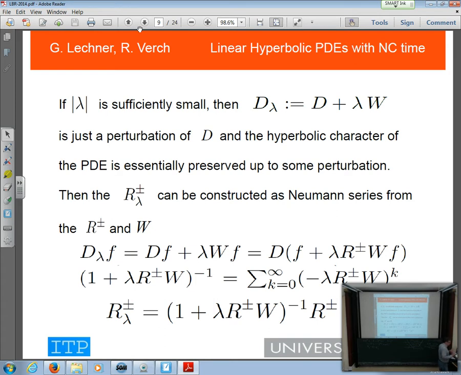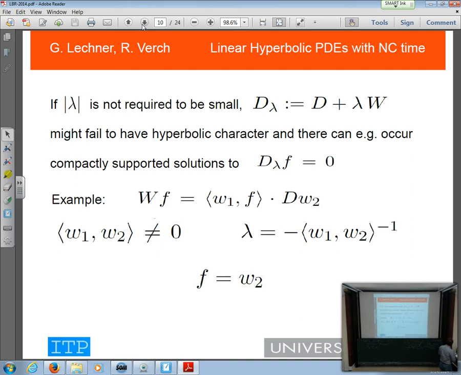Okay, anyway, this works nicely, so you can control all the functional analysis that you require. Now if lambda is not required to be small, so you don't have it for all lambda, then this operator might fail to have a hyperbolic character, and there can, for instance, occur compactly supported non-zero solutions to this homogeneous differential equation. And we give an example in the paper. It's very simple.